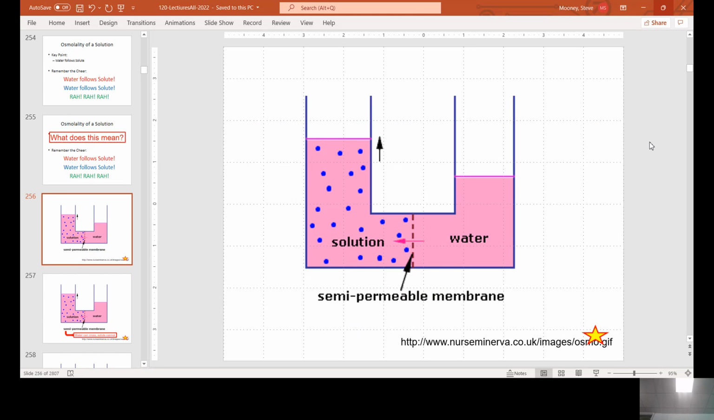So when we're thinking about this, we've got solute on one side of a semi-permeable membrane and pure water on the other side. So this is a U-shaped container. You've got a tube going up, coming down across, going back up with a semi-permeable membrane between that. The semi-permeable membrane allows water to move, but not the solute. So what's the only way we can achieve equilibrium in that situation?